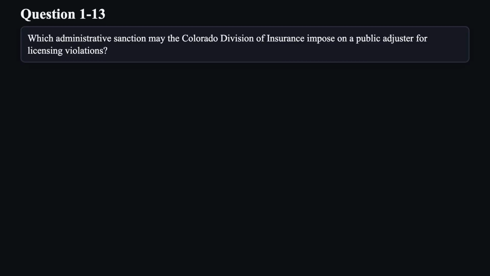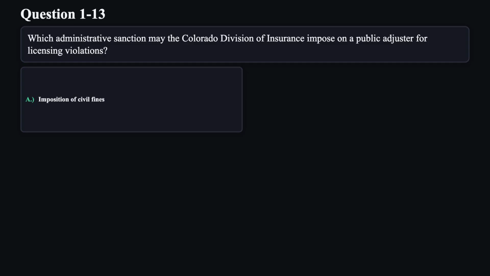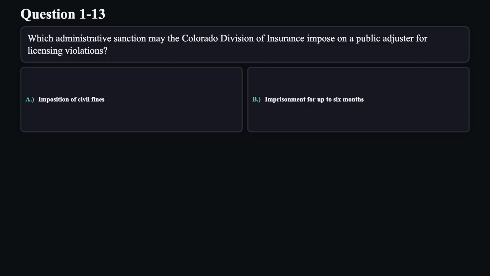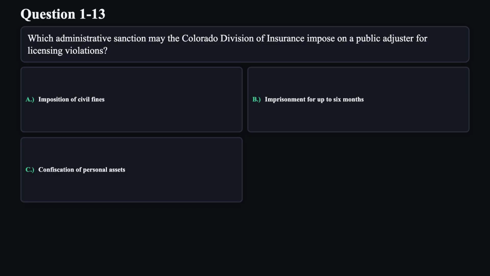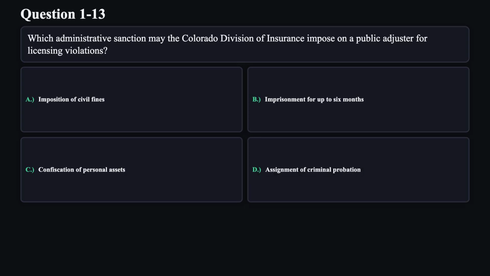Question 13. Which administrative sanction may the Colorado Division of Insurance impose on a public adjuster for licensing violations? A. Imposition of civil fines. B. Imprisonment for up to 6 months. C. Confiscation of personal assets. D. Assignment of criminal probation.